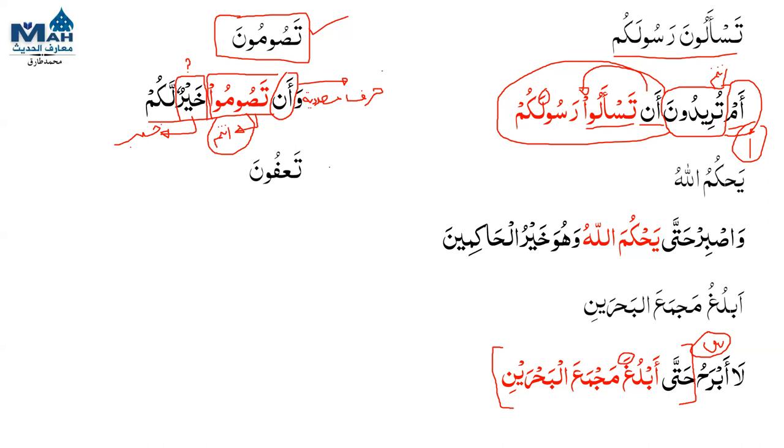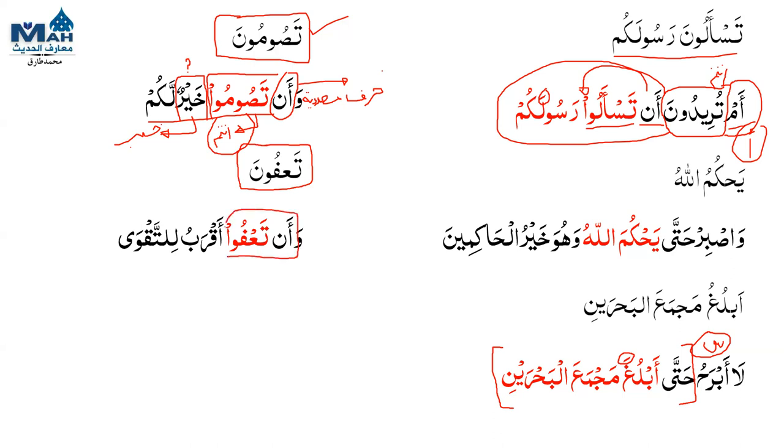Okay, next sentence, can you read? Ta'funa. Is it fail mudare or mazi? Mudare. It means to forgive or to pardon. So how will you translate? You will pardon. Now, can you read the sentence? Wa an ta'fu aqrabu lit-taqwa. Okay, very good. So here also an ta'fu is mubtada, aqrabu is khabar. Aqrabu on the weight of af'alu, ismu tafdil, from qareeb. And in taqwa, murakkab jari, mutaalliq khabar.